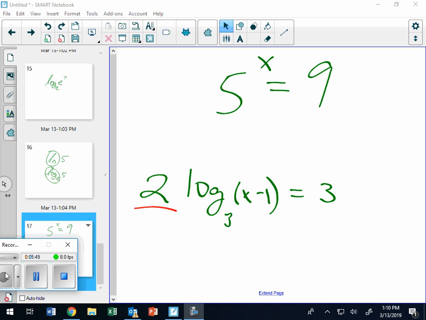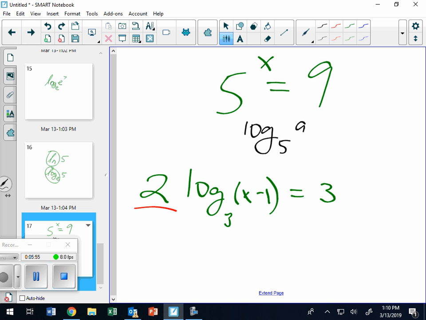Okay, so 5 to the x equals 9. Log base 5 of 9 equals x. Notice I did not go in order. I did not put the 5 and then the x and then the 9. I jumped back and forth.